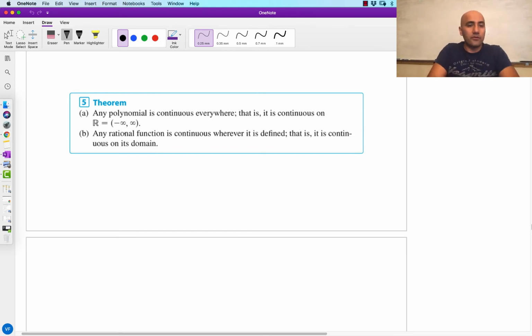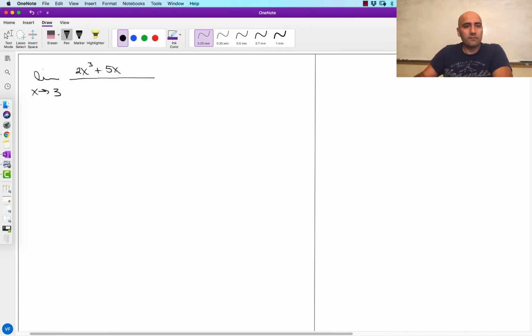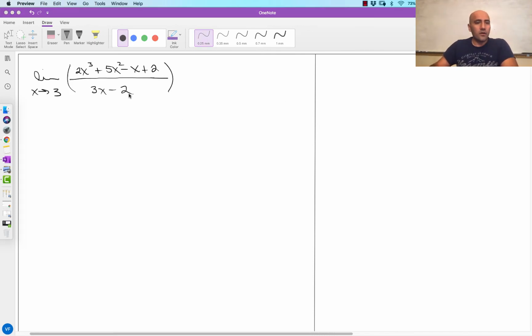Okay, let's see an example using this. Given this example, find the limit as x approaches 3 of this rational function right here. According to our theorem, this is a rational function, and rational functions are continuous on their domain. So this is going to be continuous for all values except the one that makes the denominator 0. To figure that out, let's take the denominator, 3x minus 2, set it equal to 0, and solve for x. So we get 3x equals 2, so x equals 2/3.